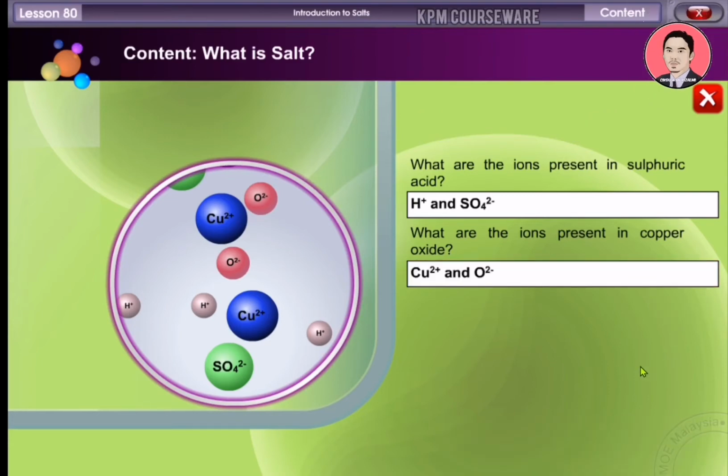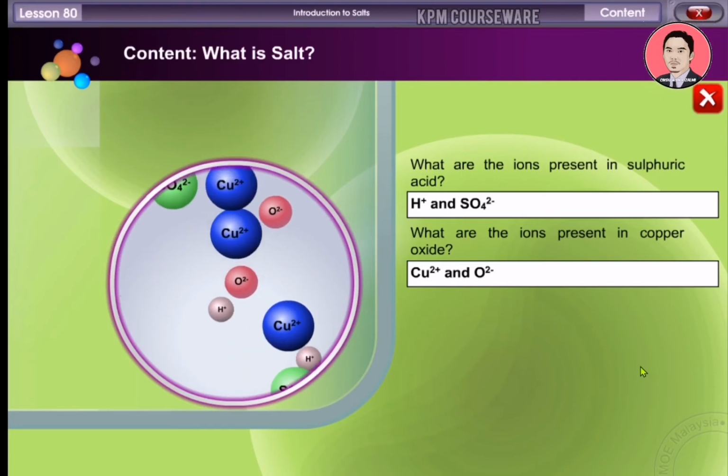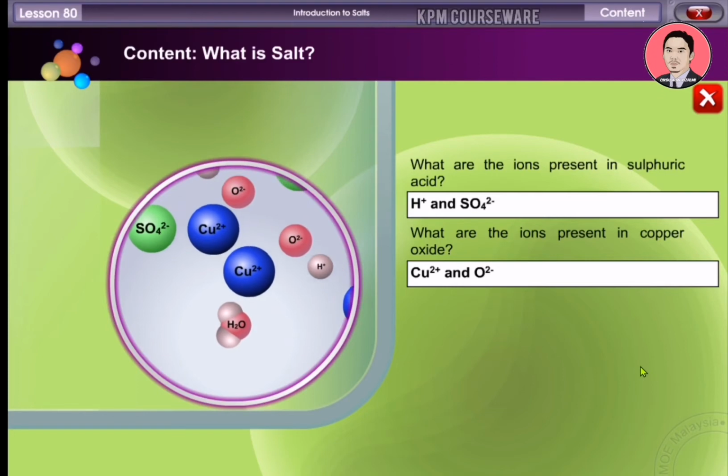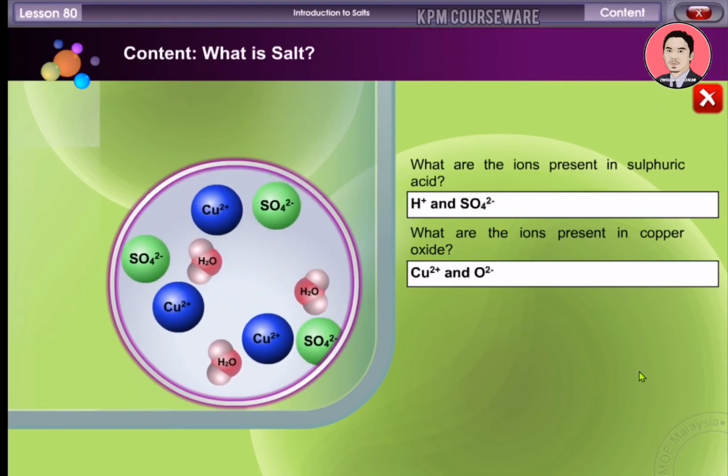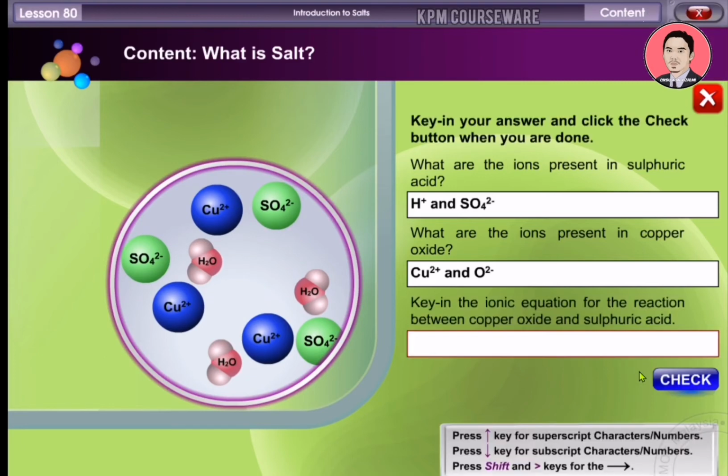Observe what happens to the hydrogen ion of the acid. Based on the animation, key in the ionic equation for the reaction between copper 2 oxide and sulfuric acid. Key in your answer and click on the check button when you're done.